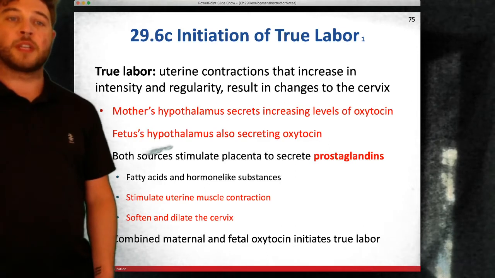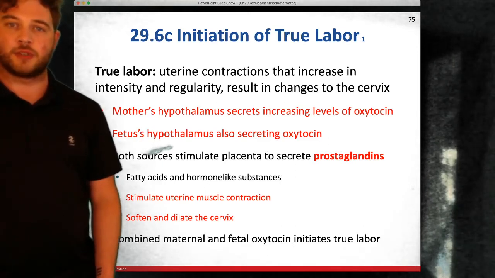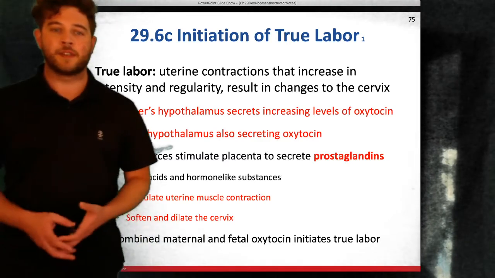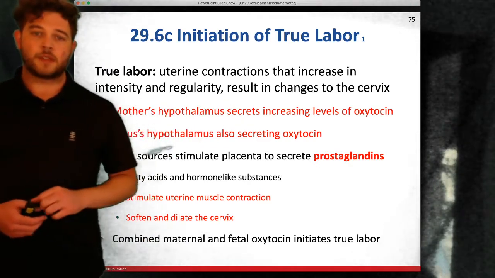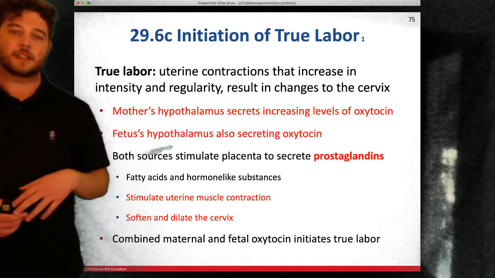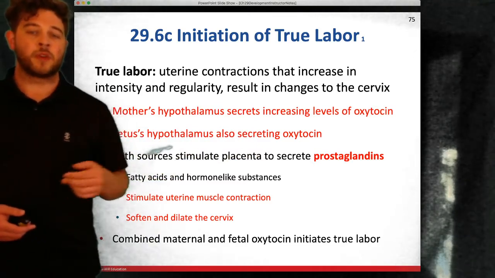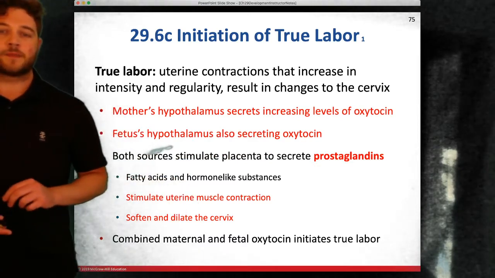So true labor is the uterine contractions that increase in intensity and regularity and result in changes to the cervix. The mother's hypothalamus secretes increasing levels of oxytocin. The fetus also secretes more oxytocin. And then both sources stimulate the placenta to secrete prostaglandins. If you remember, those are fatty acids that act like a local hormone. They stimulate uterine muscle contraction and dilate the cervix.